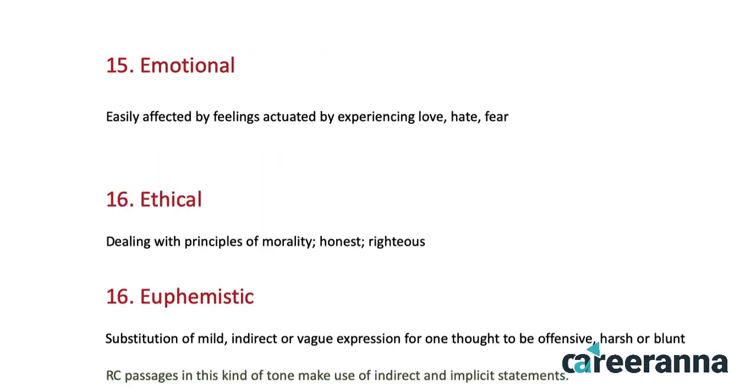The next set of tones is first, emotional. Now, emotional is basically where the author is reflecting that he is very easily affected by feelings like love, hate, and fear. This is basically going to be your answer for abstract passages. This is a very, very rare answer to occur. So, usually, an emotional passage would not be given to you in an examination. But yes, it could happen that the author is over expressing love, hate, or fear, and that's where you can say that the author is emotional.